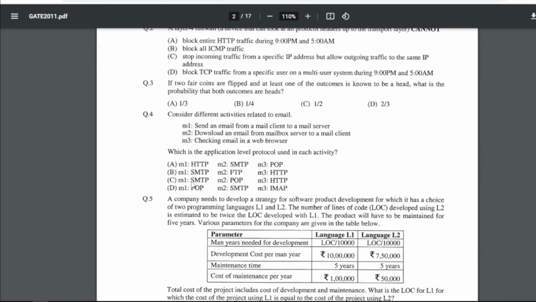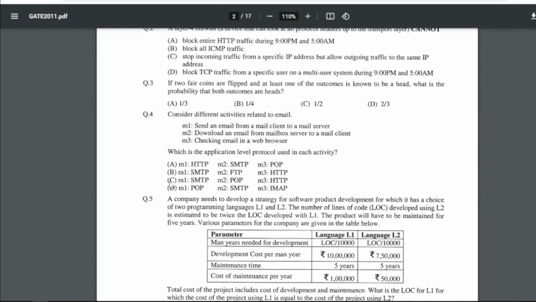M1, that is SMTP. So, send an email from a mail client to a mail server, right? So SMTP will be used here. Then there is M2, download an email from a mailbox server to a mail client. In that case POP is used. And M3 is checking email in a web browser. In that case HTTP will be used.